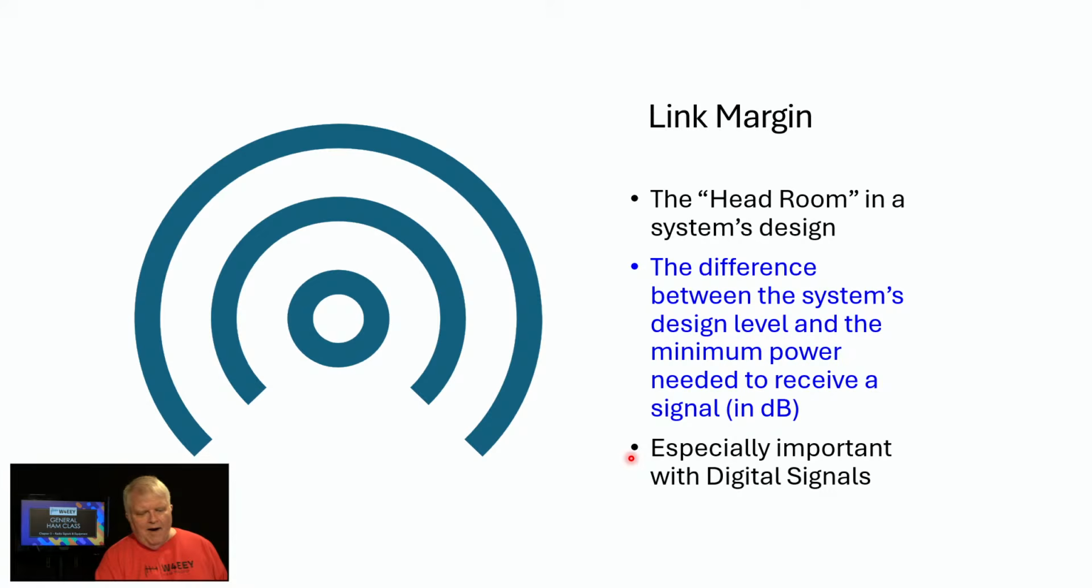And link margin is the headroom in a system's design. It's the difference between the system's design level and the minimum power needed to receive a signal. Remember, we added in 10 dB in our example. It's especially important with digital signals. So I'm just introducing this topic to you now. We actually go more in depth with this in the extra class. We'll actually work with some numbers, but I just want you to know about this now.